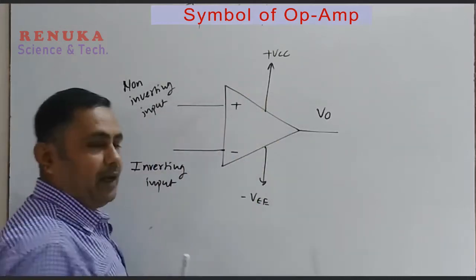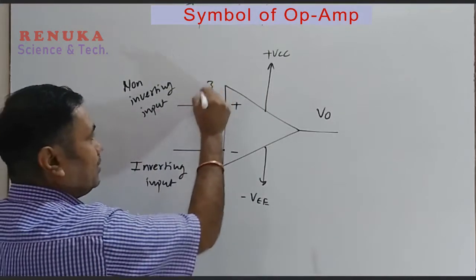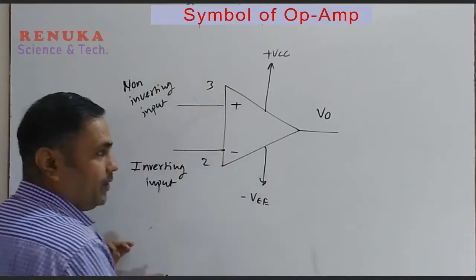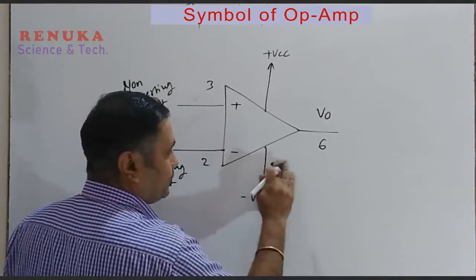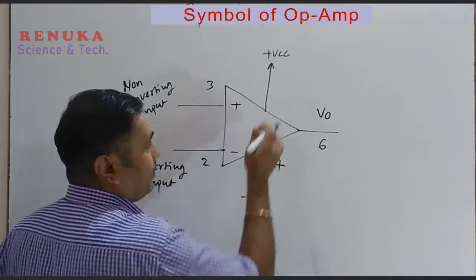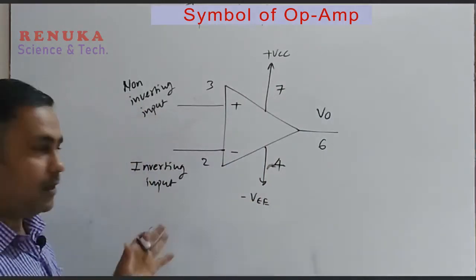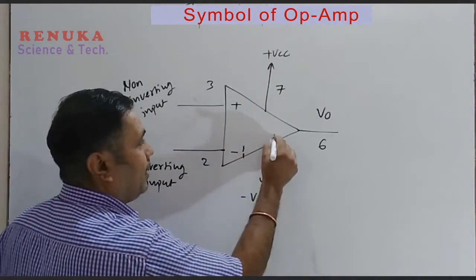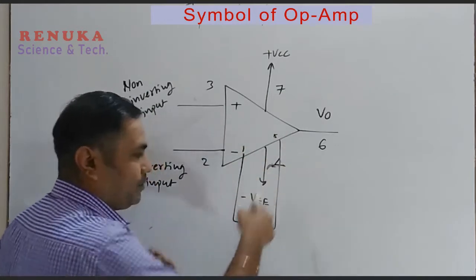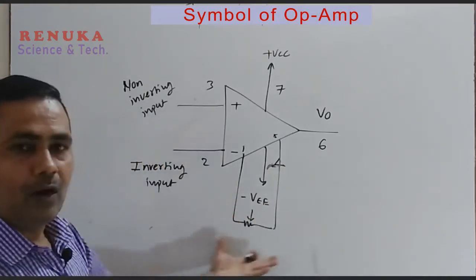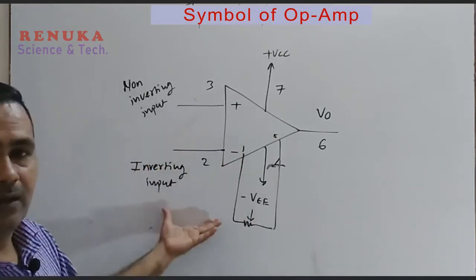If you remember the pin diagrams, you can directly write: pin number 3 is the non-inverting input, pin number 2 is the inverting input, pin number 6 is the output terminal, pin number 4 is the minus VEE supply terminal, this is pin number 7, and the remaining pins are the offset null. So pin number 1 and 5 are combinedly connected to a common resistor, where one of the power supply terminals is connected, so we can have offset nulling using this. So this is how the symbol of operational amplifier is drawn.